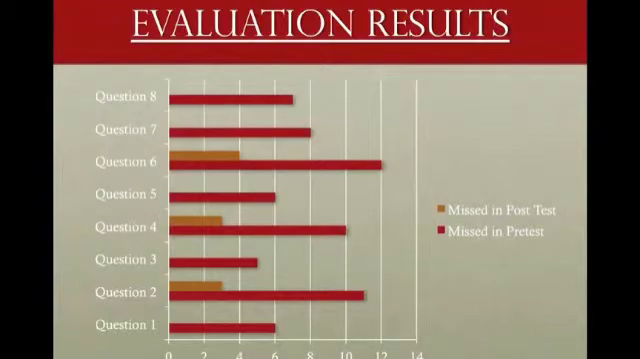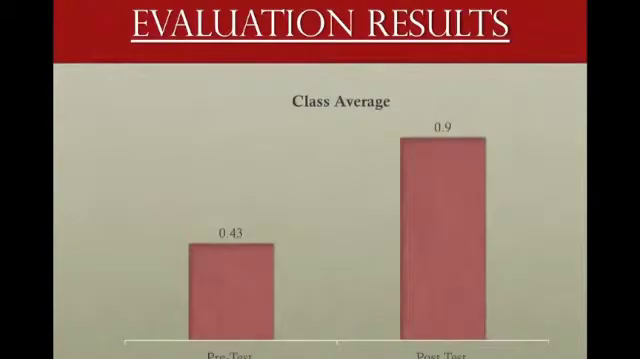And then when you look at the post-test results, the majority of the questions, students answered at 100%, with just 3 misses on question 2 and 4, and 4 misses on question 6. Further looking at this result yields an improvement in the class average of 47%. The pre-test score was 43% and the post-test score was 90%. And we feel like this was a very successful implementation of this lesson plan.